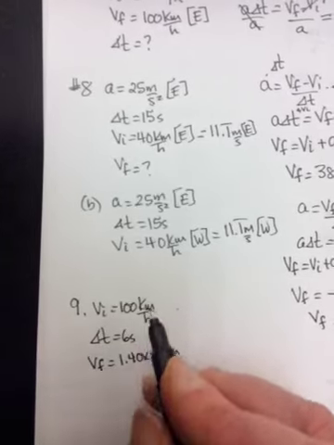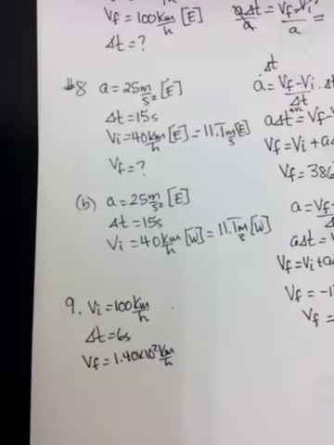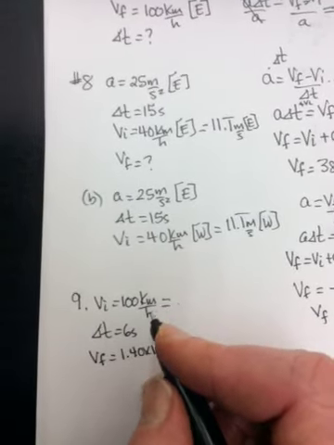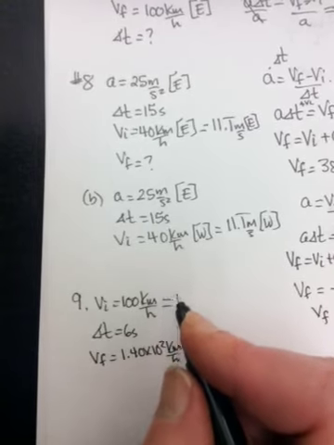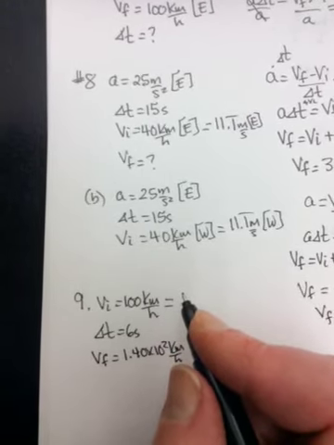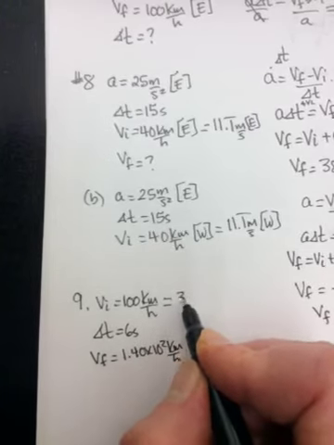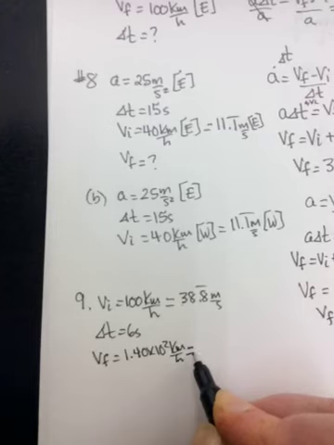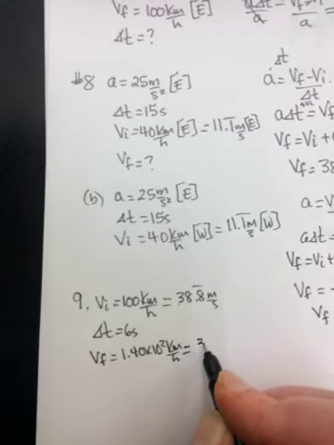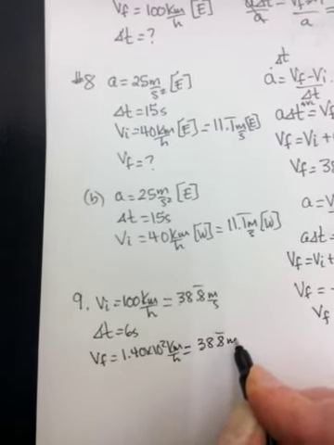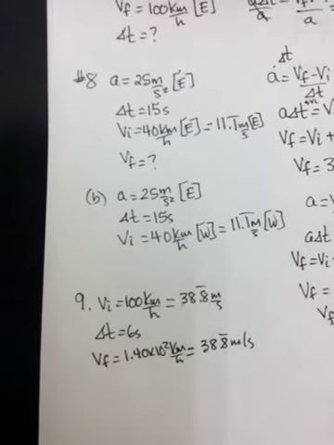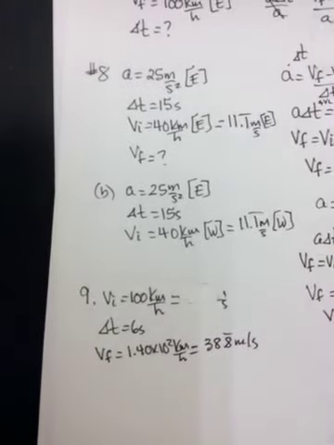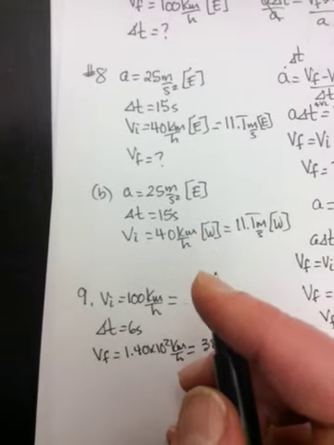Okay, both of these you need to switch into meters per second because it asks for the acceleration in meters per second squared. So when you switch 100 kilometers per hour into meters per second, you get 27.7 repeating, I think. And when you switch 140, oh no, that's this one. This one's 27.7 repeating. And this one's 38.8 repeating.